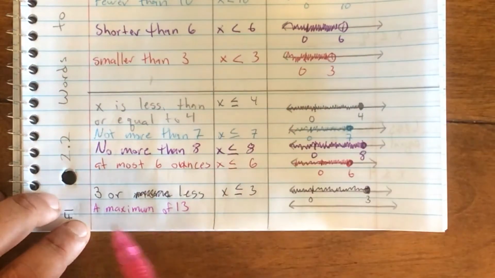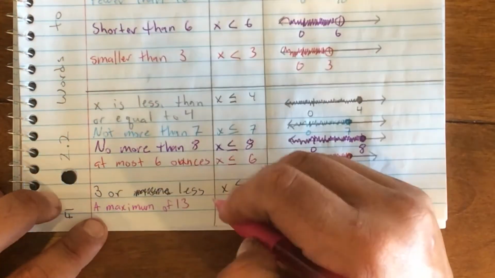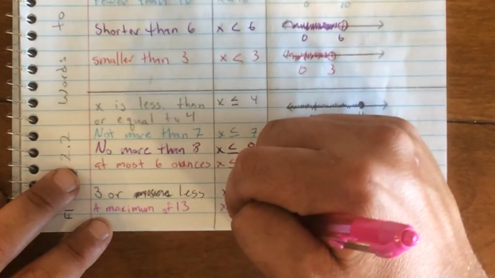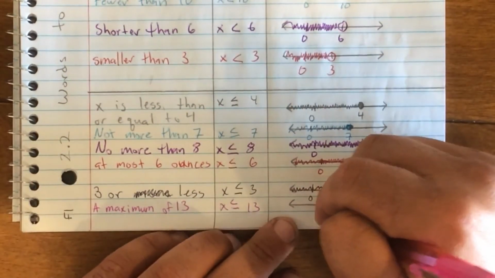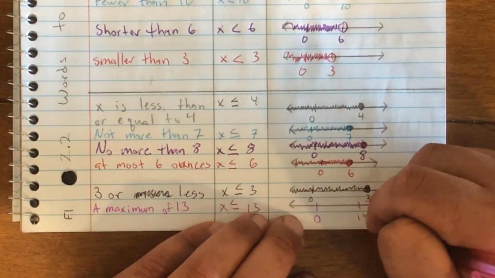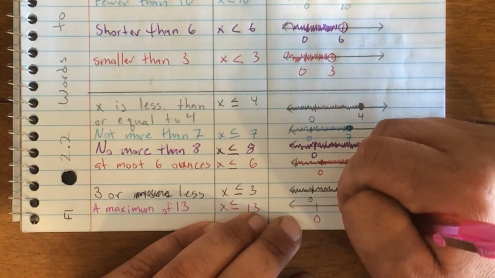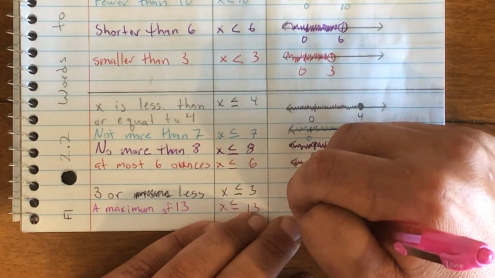And our last but not least, a maximum of 13. So you have X and 13. So maximum means it can be 13, but it's going to be less than or equal to 13, which is what we have there. So we have 0 and 13. So these are all examples of words to expressions for inequalities.